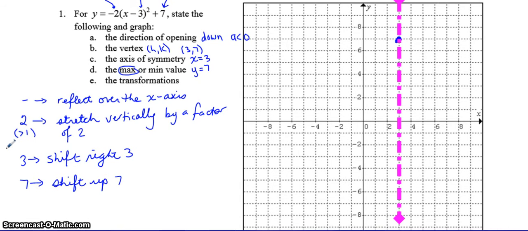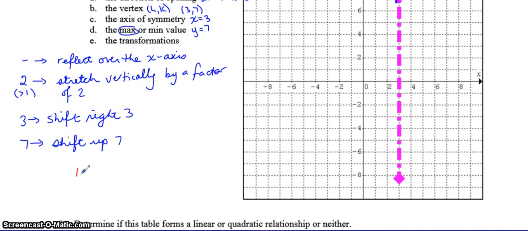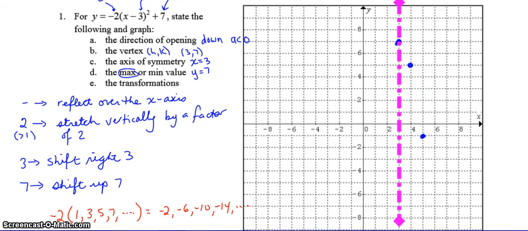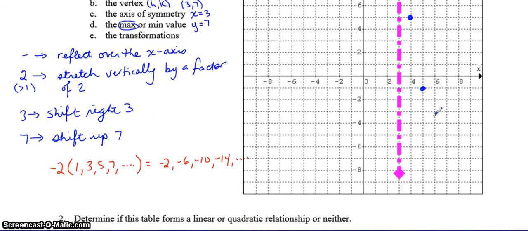Now, in order to graph this, what you want to remember is that the normal step pattern is 1, 3, 5, 7, etc. And we're going to multiply this with the a, which is negative 2. So our step pattern is going to be negative 2, negative 6, negative 10, negative 14, etc. So from the vertex, we're going to go over 1, down 2. Then over 1, down 6. And then over 1, down 10.